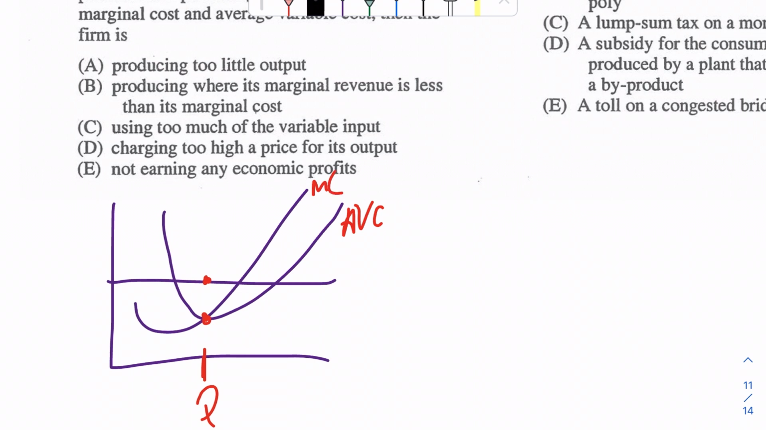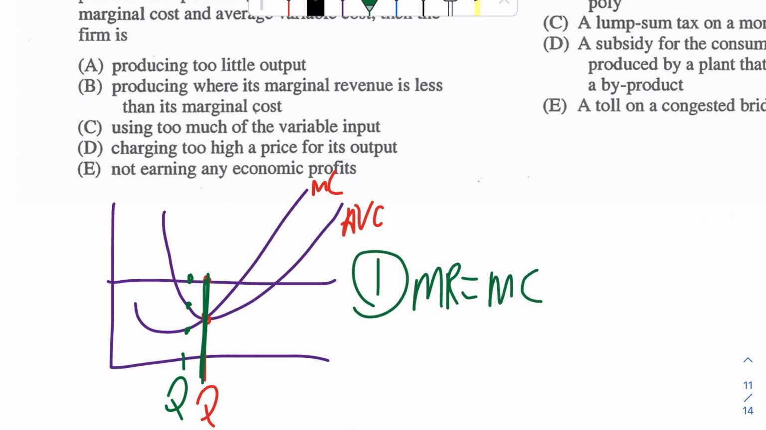Okay. Now I could also do it here, right? And we're gonna get the same result because what happens if you're here at this quantity? What was step one again? MR equals MC. And where does MR equal MC? Well, that happens here at the blue. So you want to be at Q PM, profit max.